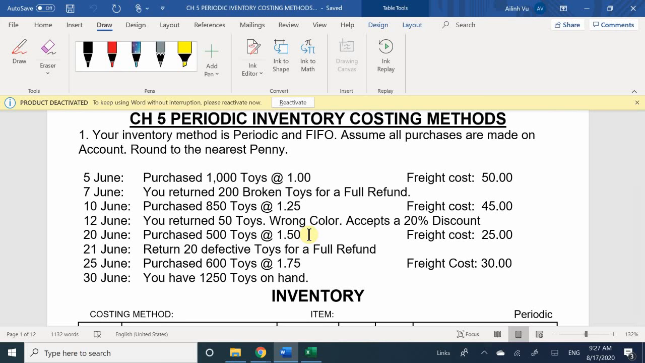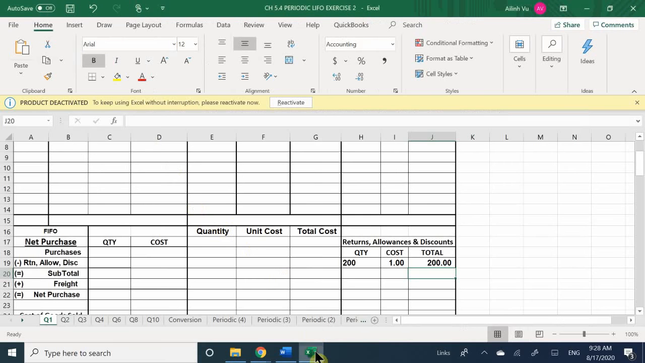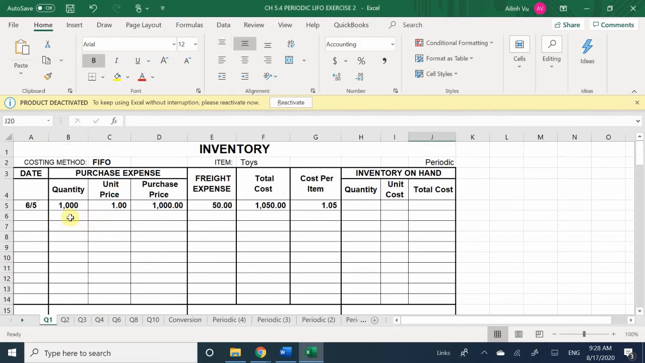What happened on June 10th? It was 850 toys purchased at $1.25. Good. And freight was 45. So 850 at $1.25. Pulling the calculator out for that. So this was June 10, 850 at $1.25.